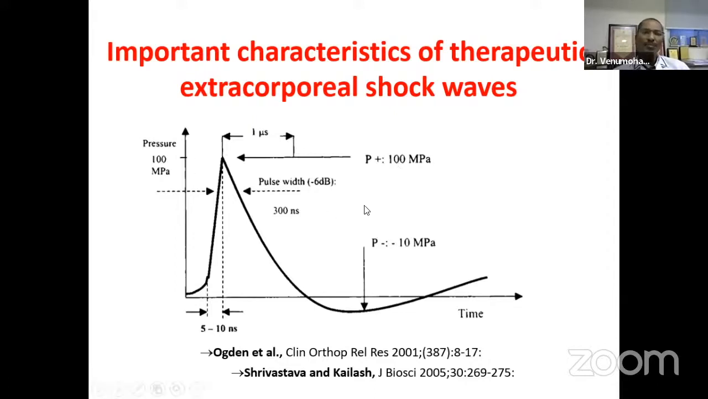And it has a pulse width of minus 60 dB. That means it is very small. The pulse width is very small. And there is a gradual drop, and then the wave is followed.